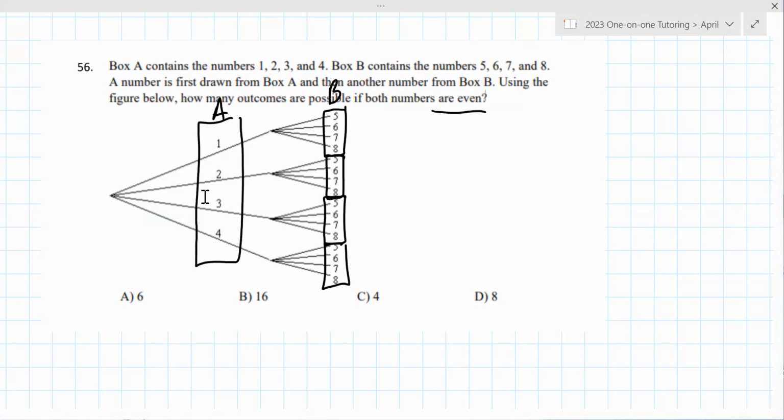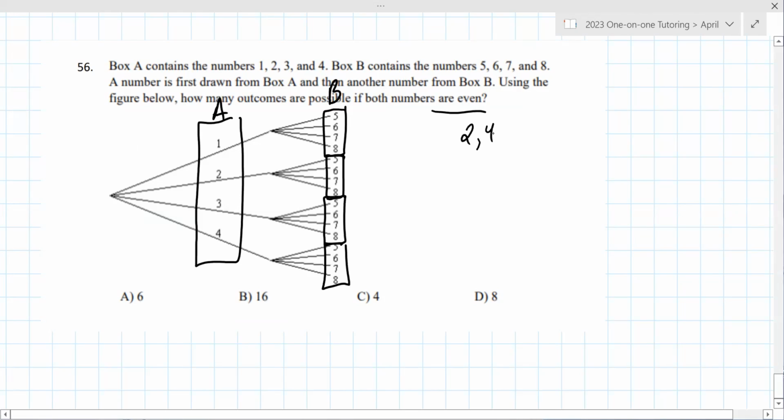So if A and B were even? They have to both be even. So for example, 2 and 4 is good. You want to count the events that satisfy this criteria, and that's one of them. So how many events are there that satisfy this criteria?